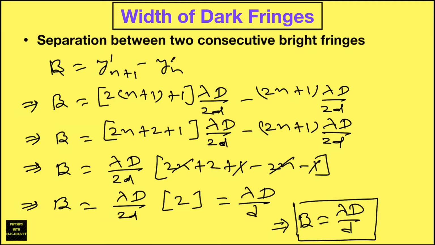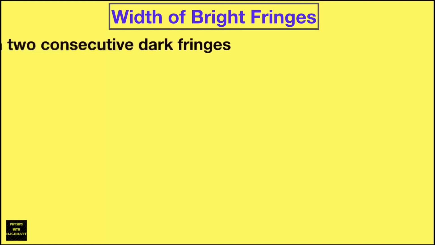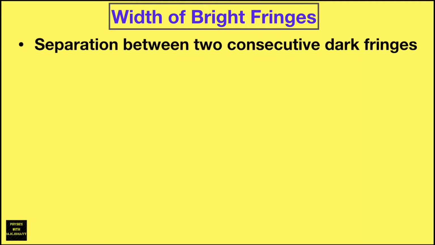Now, move towards the width of bright fringes. So, let us see how to find the width of bright fringes. We know every bright fringe is lying between two consecutive dark fringes. Therefore, the separation between two consecutive dark fringes will be equal to the width of the bright fringe. How to find this width? We will just take again two consecutive fringe numbers. Let the numbers be n and n plus 1. So, we will find the separation between two fringes.